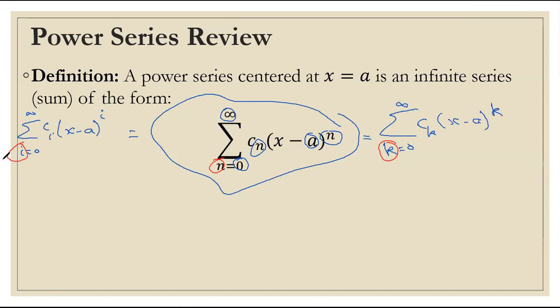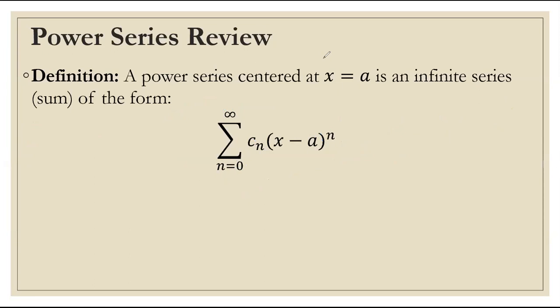So this index k, or n, or i, you are free to use k, n, i, or j. But the most important thing is that if you use k here, you must use k here too. You can't use k here and n here. It must be the same index for all your variables or parameters.